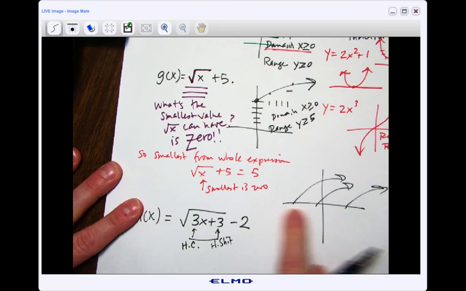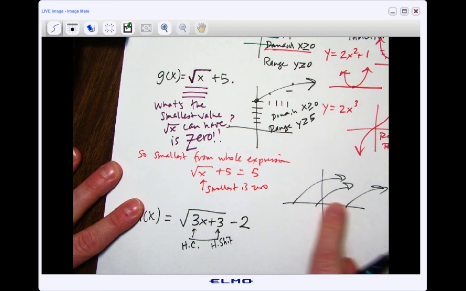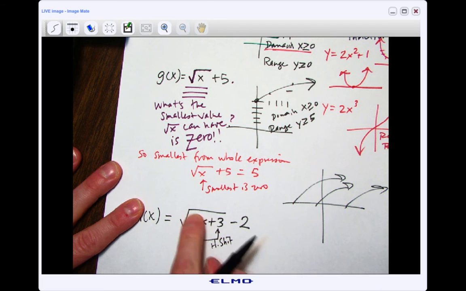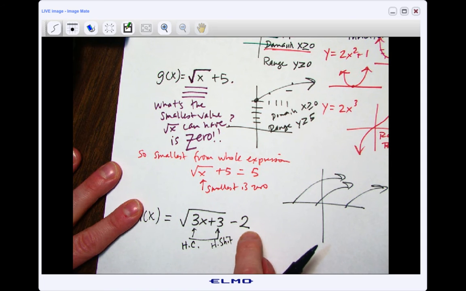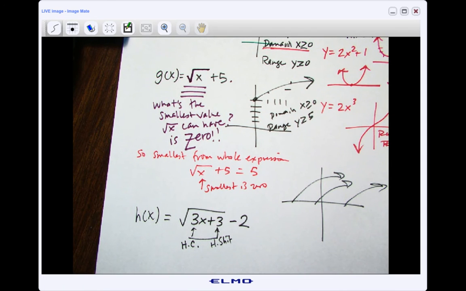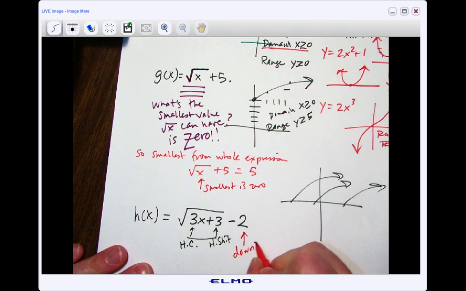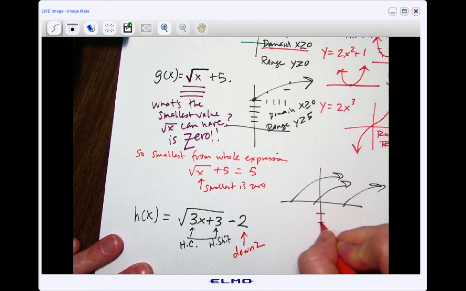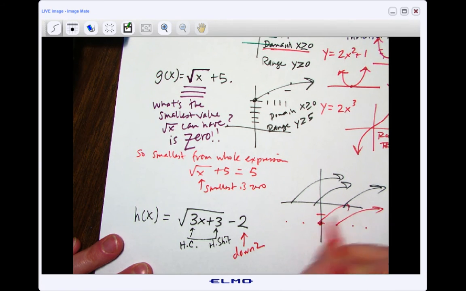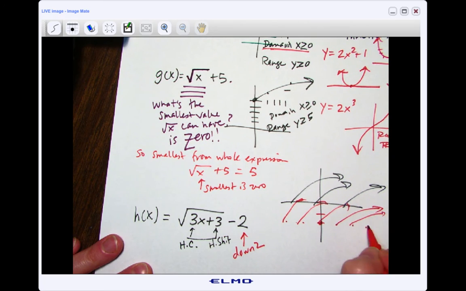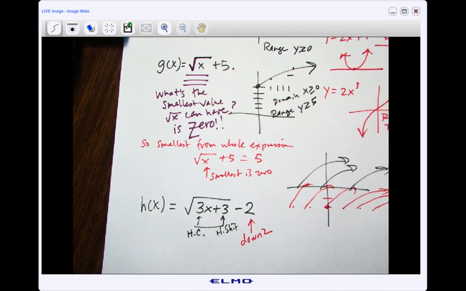But does that change the domain? I mean, does that change the range? No, right? So any numbers inside here are not going to change the range. What's going to change the range is this thing, because what does that do? This is a shift down 2. So again, this would be a down 2, and it might shift here or here or here, but the lowest it's going to get is here, no matter which way I draw it.